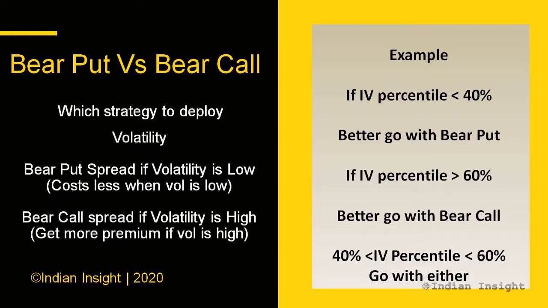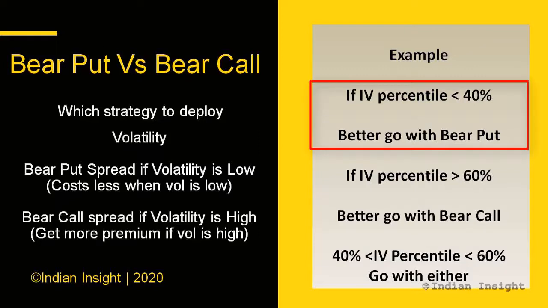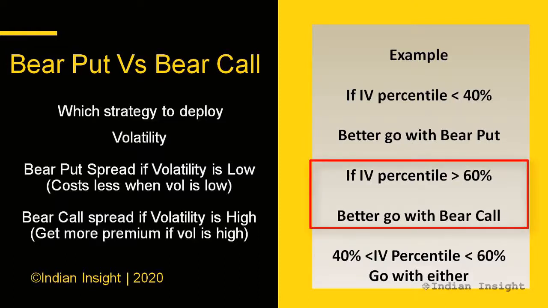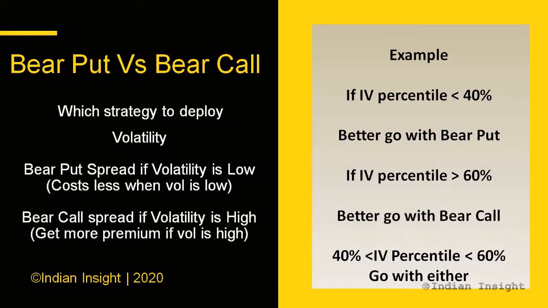So for example, if the IV percentile for the stock is less than 40%, it means that the volatility is low compared to the historical volatility, and in this scenario it's better to go with the bear put spread. Similarly, if the IV percentile is greater than 60%, it means that the volatility is relatively high, so it's better to go with the bear call spread. I would suggest keeping volatility as a secondary factor and primarily choosing the strategy based on time to expiry because the theta decay is going to be a more potent factor for short-term trading.